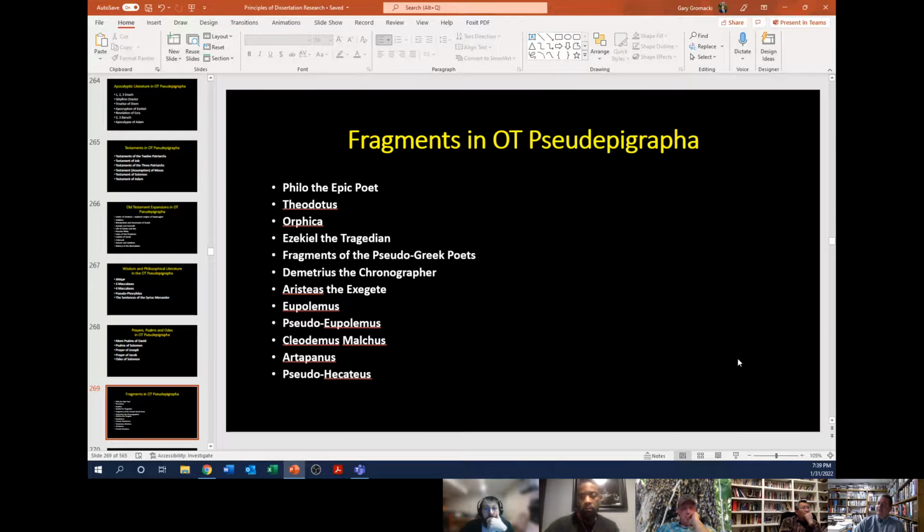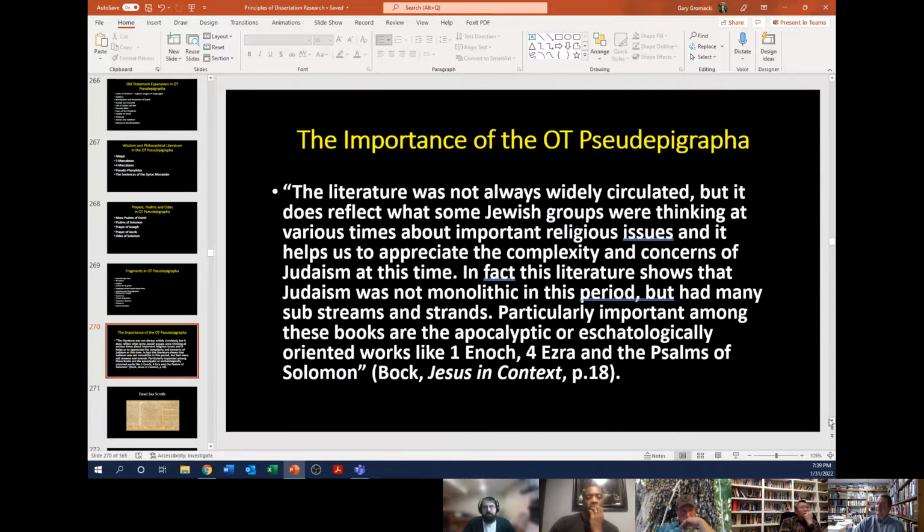So here are some other ones. If you got into homiletics, or if you got into exegesis, Aristeas the exegete, be interesting to read about that. So again, Bach says this literature was not always widely circulated, but it does reflect what some Jewish groups were thinking at various times about important religious issues. It helps us to appreciate the complexity and concerns of Judaism at this time. In fact, this literature shows that Judaism was not monolithic. It means everybody just didn't think the same way. Of course, we know that, right?